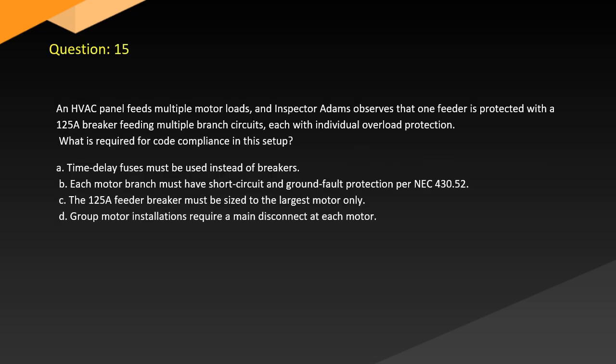Question 15. An HVAC panel feeds multiple motor loads, and Inspector Adams observes that one feeder is protected with a 125-amp breaker feeding multiple branch circuits, each with individual overload protection. What is required for code compliance in this setup? A. Time delay fuses must be used instead of breakers. B. Each motor branch must have short circuit and ground fault protection per NEC 430.52. C. The 125-amp feeder breaker must be sized to the largest motor only. D. Group motor installations require a main disconnect at each motor.